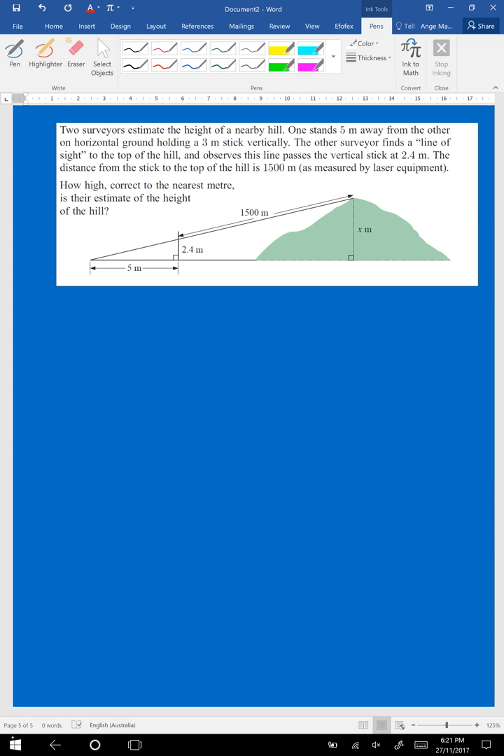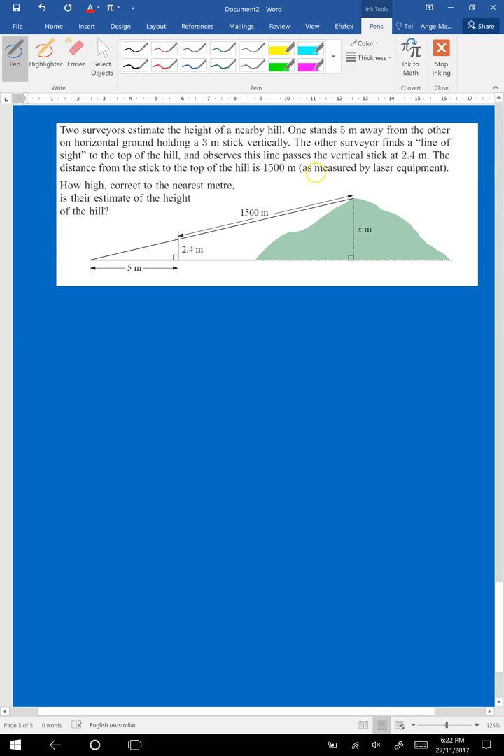Okay, onwards and upwards. We've got two surveyors. We read very carefully. One stands 5 meters away. Yep, we've got that. Holding a 3 meter stick vertically. Well, how come they've got 2.4? We read on. The surveyor finds a line of sight. So the vertical stick, it cuts it at 2.4. So this is a red herring, this 3 meters. It's not actually involved in the question. So just be wary. That's a bit sneaky of them.